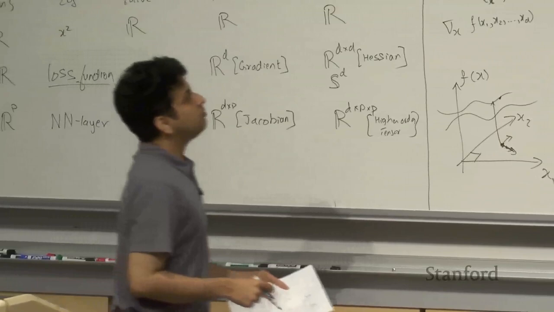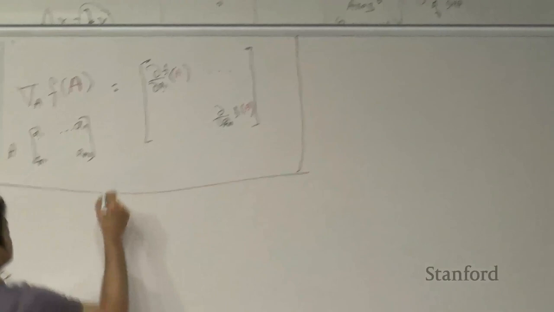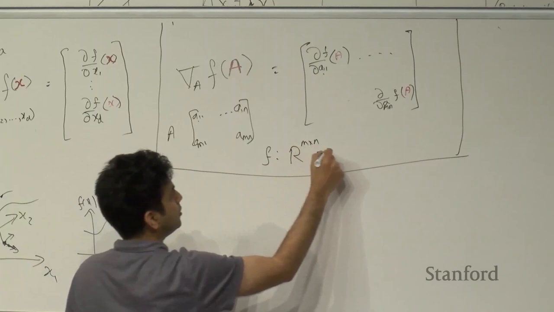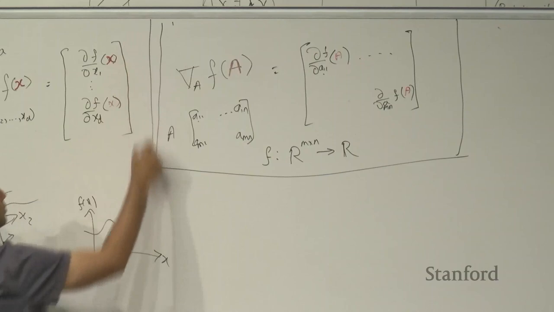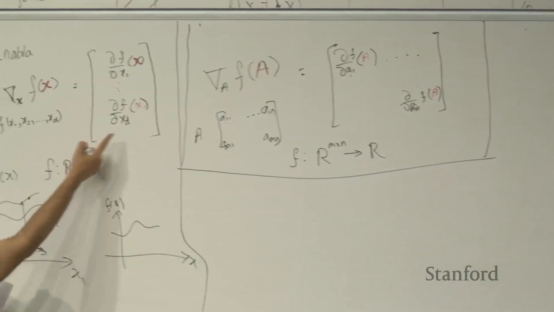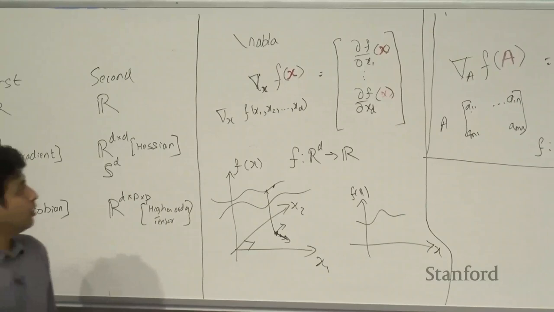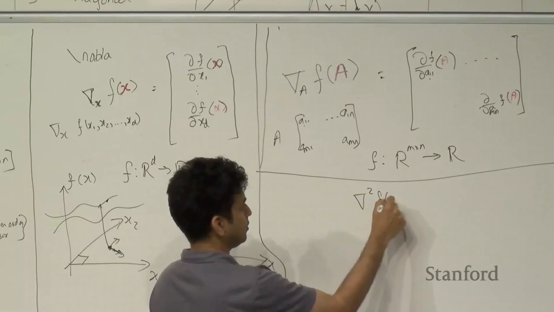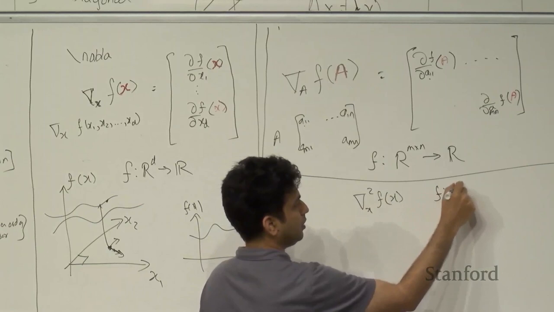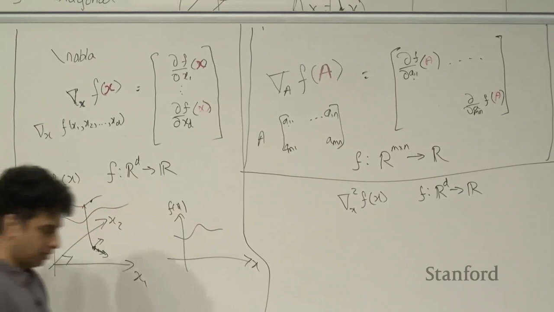Right. Now, this was f from R^(m by n) to R, right? And over here, f was from R^d to R. We could also look at what is the Hessian, where x is, again, so f is from R^d to R. Now the Hessian is going to look like this.